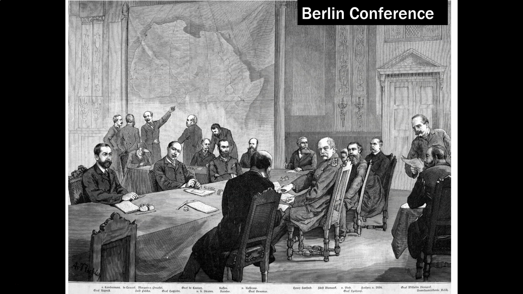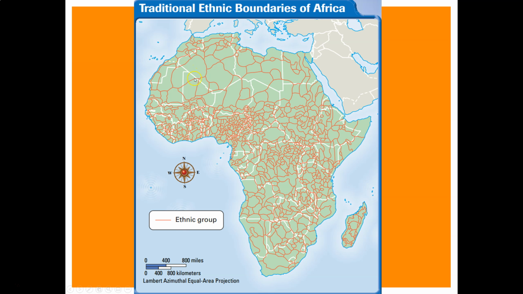There's our buddy Bismarck. We talked about him in our last unit, the guy who helped unify Germany. And there is Bismarck overseeing the division of Africa. So this is a really interesting map. What you see here are modern borders in Africa, many of which go back to the days of colonialism. And then superimposed on that is the ethnic breakdown of groups in Africa.